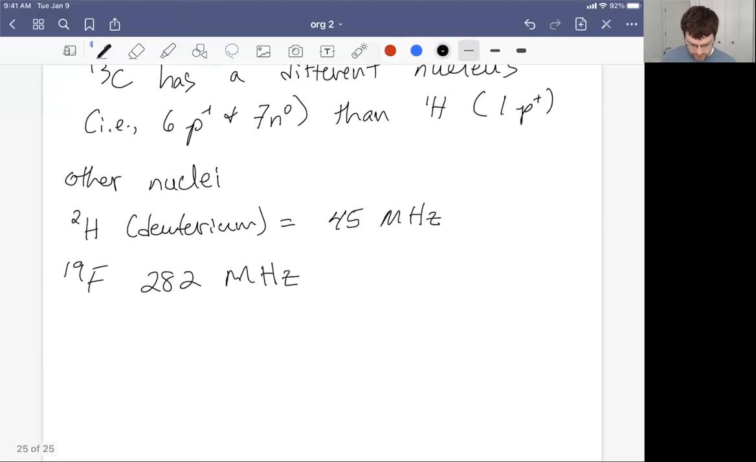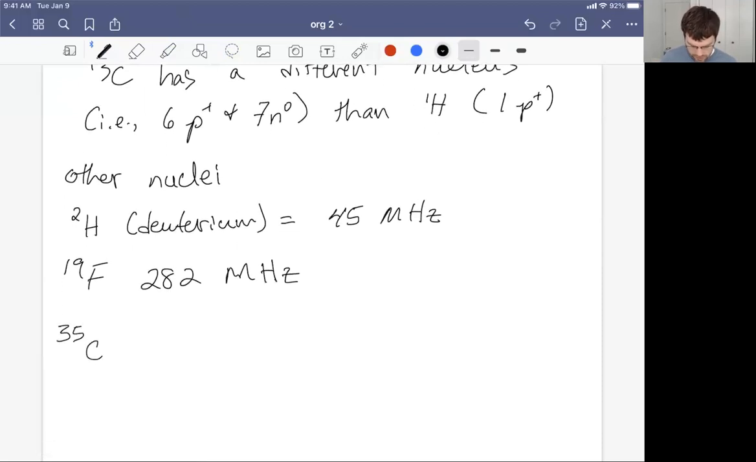Then there's 35Cl, which it turns out is NMR active at 29.4 megahertz. And then 37Cl is 24.5 megahertz. So those are just some examples.